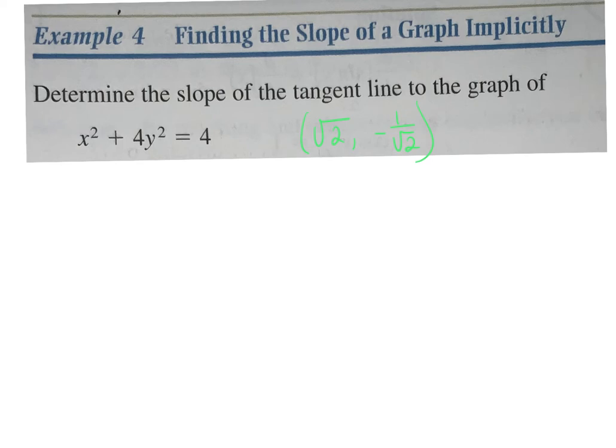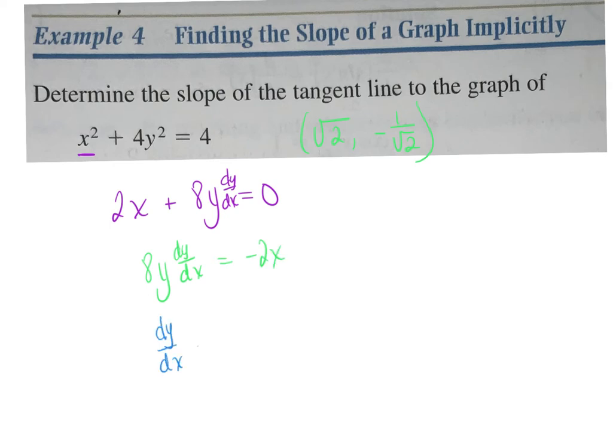Well, this is going to be implicit differentiation. So I'm going to derive the x squared, 2x. I'm going to derive the 4y squared, 8y, equals 0. Oh, and I do have to do this guy, dy dx. Subtract that over, I have 8y dy dx equals negative 2x. Divide, dy dx is going to equal negative 2x over 8y, which reduces to negative x over 4y.